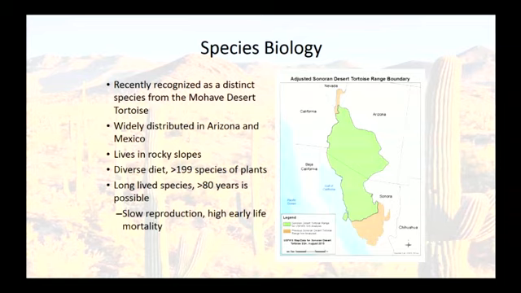So along with that long lifespan, they have very slow reproduction and high early life mortality. So they'll lay some eggs. Most of those eggs are not going to make it through their first few years. But once they do, they're going to live for a long time.